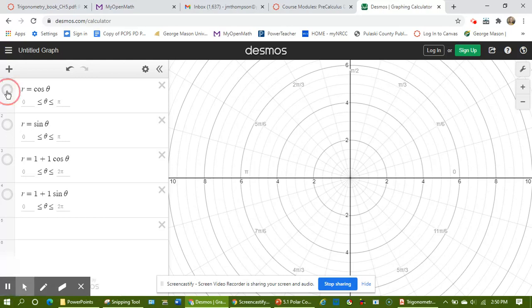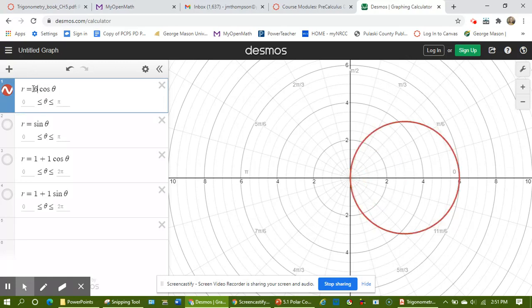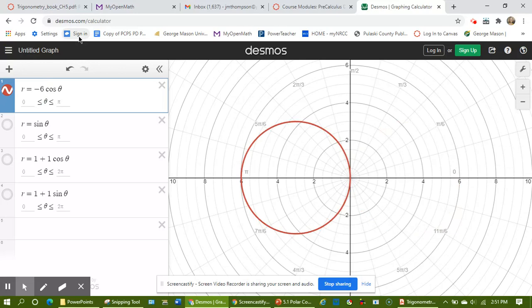So let's take a look at this first equation. r is equal to the cosine of theta. Notice that that gave me a circle here. You can increase the radius of the circle by changing the number out front. So that number out front is the radius of your circle. Now this is a cosine circle, which means it's going to lie on the x-axis like this. You could reflect it across by putting a negative in front like that, so that's a reflection.